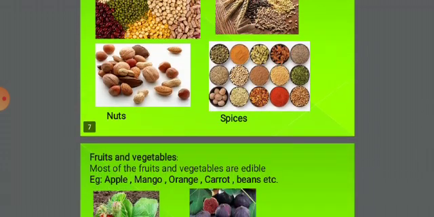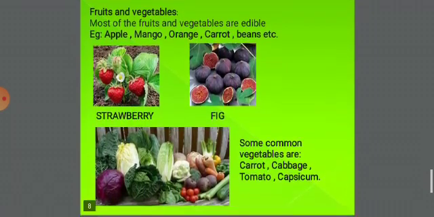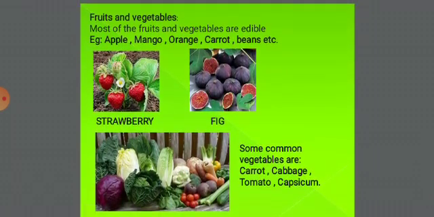Last one is fruits and vegetables. Some of the fruits and vegetables are banana, mango, then vegetables like tomato, pumpkin. These are all vegetables. Do you like fruits and vegetables? Yes, of course, everyone likes to eat fruits, right? Everyone has favorite fruits, right? Fruits are very tasty, and some of the fruits are pulpy and some of the fruits are dry. Most of you like all the fruits, right, children?